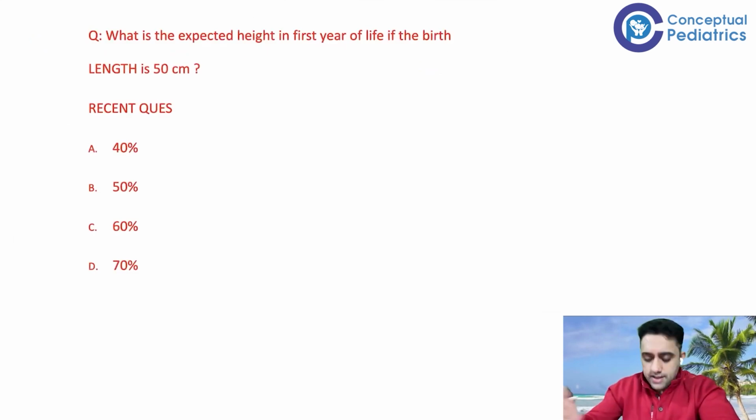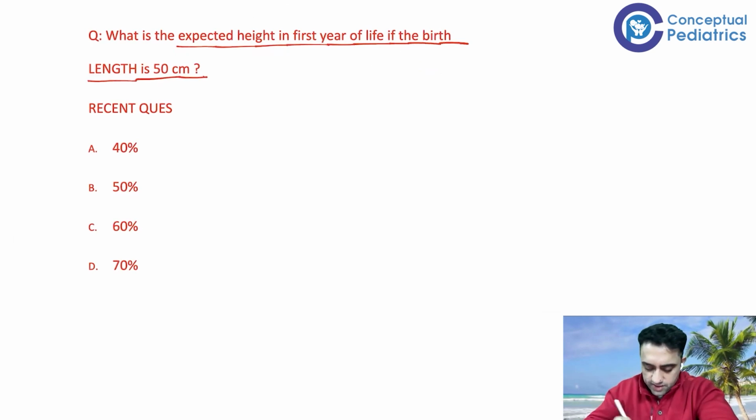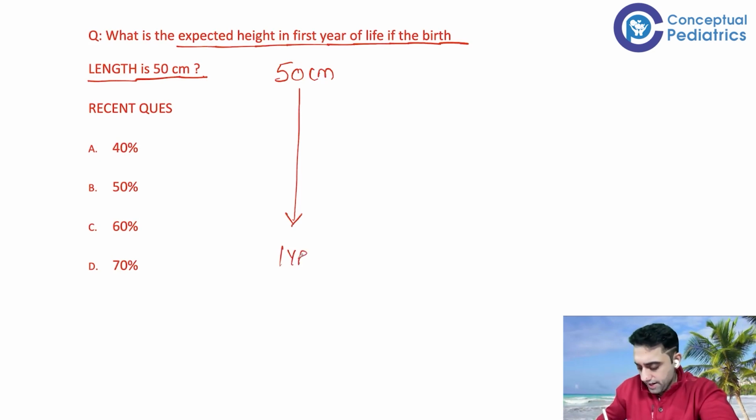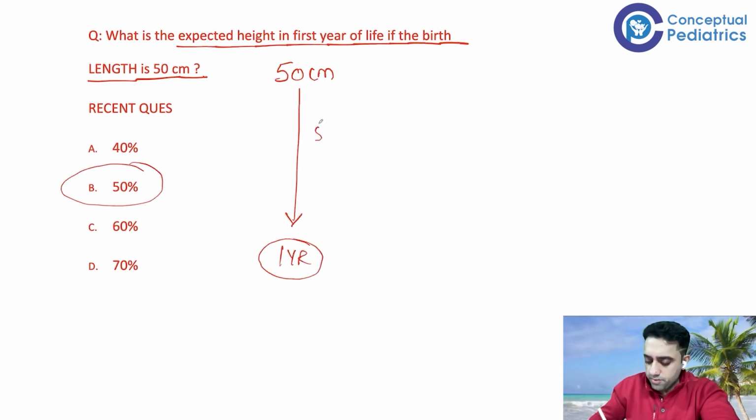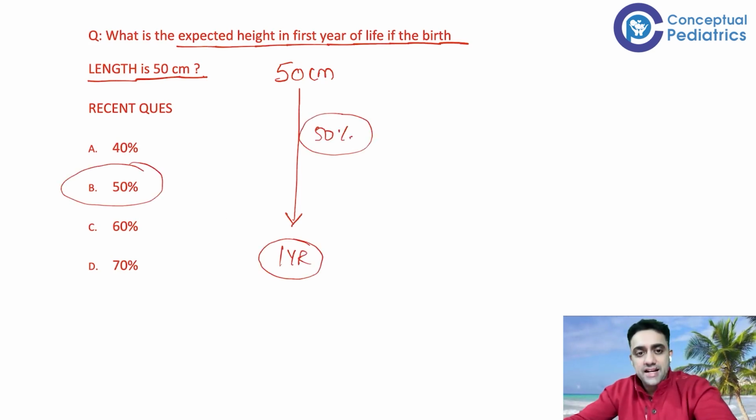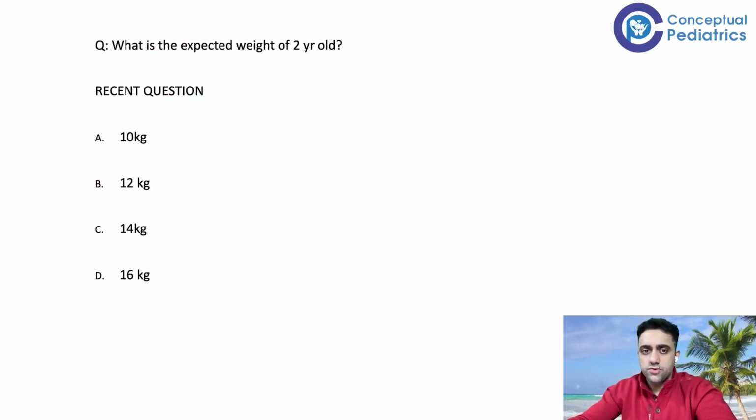Okay, what is the expected height in the first year of life if the birth length was 50 centimeter? If the birth length was 50 centimeter, then the expected increment of the height by 1 year is around 50% increment of the height. So that is what we spoke about. This was a DNB paper question, so you should know that.